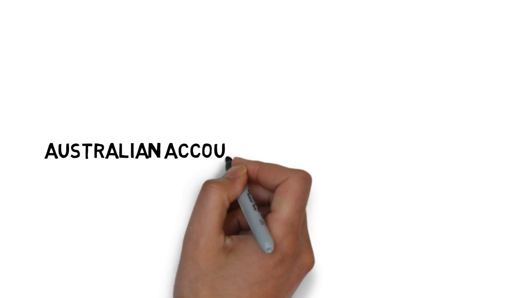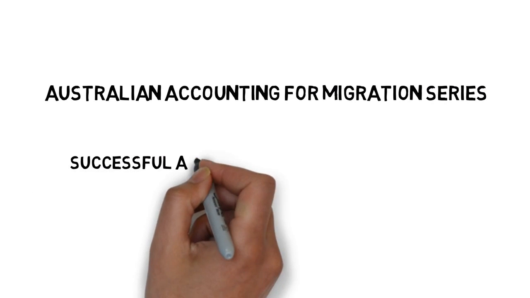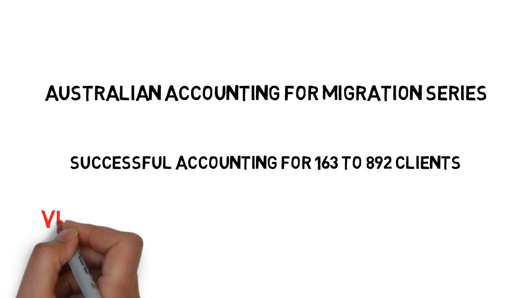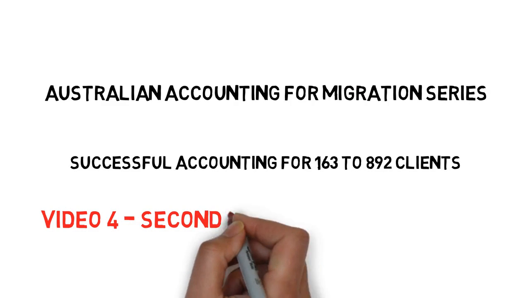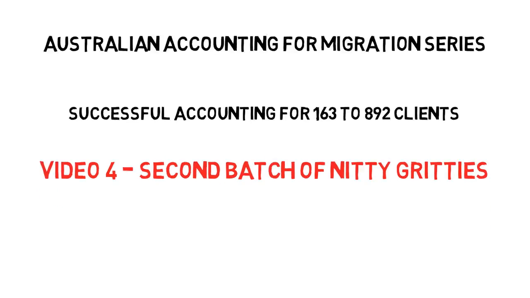Australian Accounting for Migration Series. Successful Accounting for 163 to 892 clients. Video 4. Second batch of Nitty Gritties.